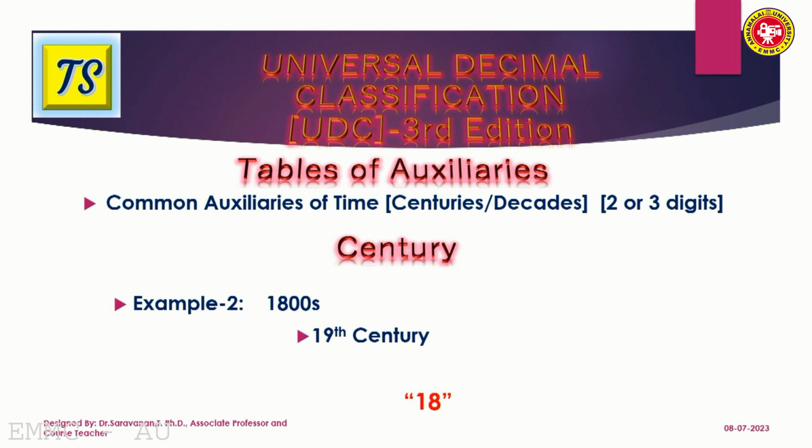Another example, 19th century, it needs to be transferred into 18. That means 1800 years. Just understand, 18 indicates it is 19th century, 1800 years completed.